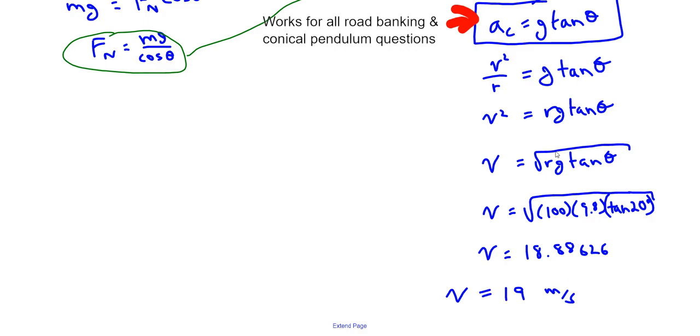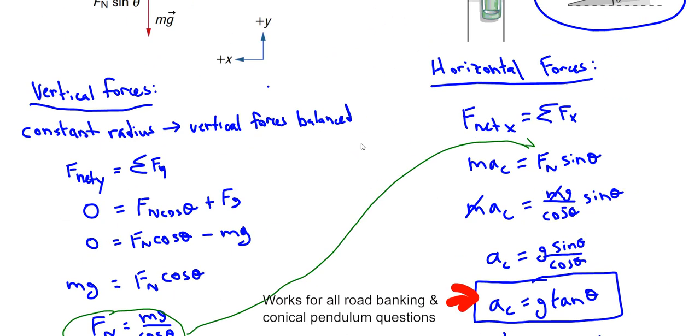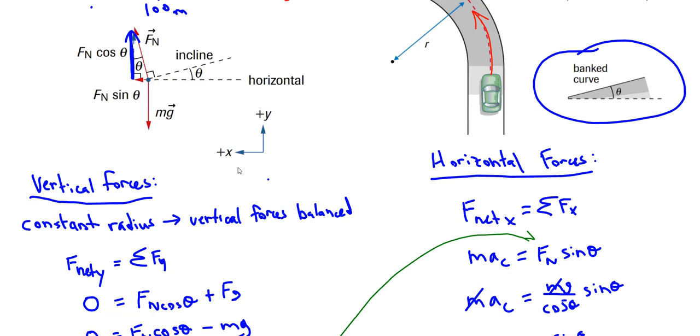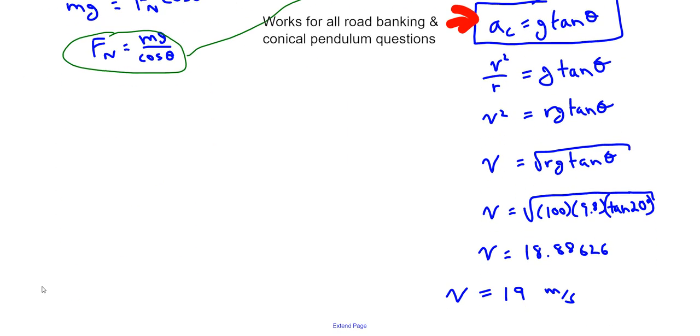Now we've got to go up and check. Did this question say speed? At what speed must the car travel? Speed is a scalar, so we don't have to put a direction on here. We just leave it as a scalar like that. And we're done. Whew. Okay. It's a big, ugly problem. Pretty difficult one to do.